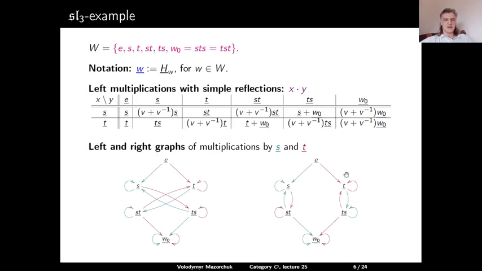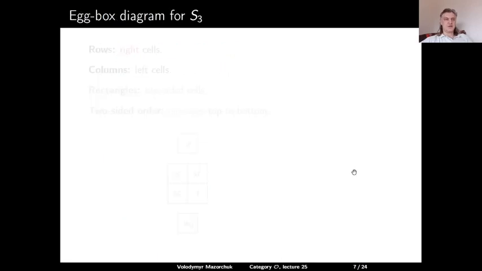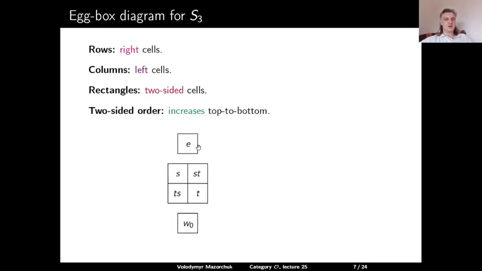And on the right-hand side here, we see the action graph of right multiplication by Kazhdan-Lusztig elements corresponding to simple reflections. For this, we can draw the following egg box diagram for S3. So in this diagram, rows are right cells, columns are left cells, rectangles are two-sided cells, and the two-sided order increases top to bottom. So we have the unique minimum two-sided cell consisting of the identity element, and it's also a left cell and a right cell.